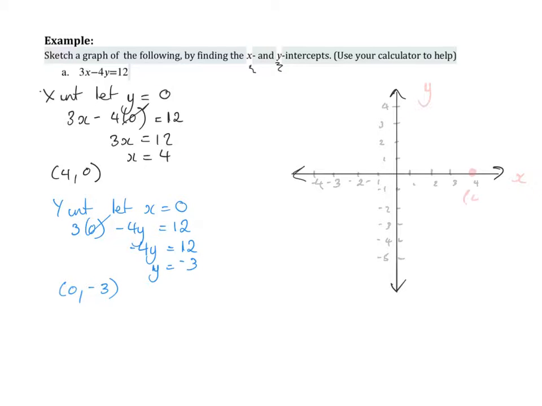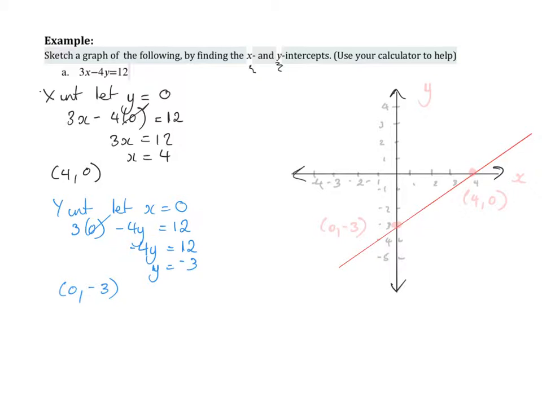So that is the point. Remember, we always label the points we go through. That's the point 4, 0. And the next point, when x is equal to 0, y is minus 3. So that's our y-intercept. It cuts the y-axis. So 0, minus 3.